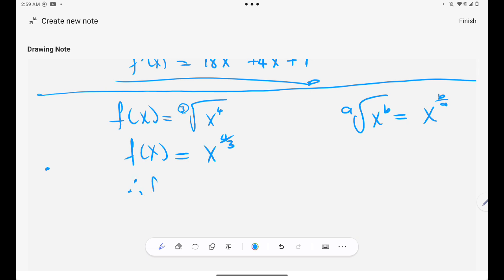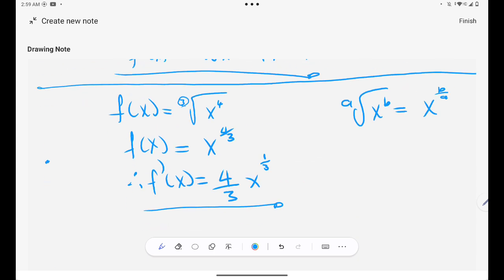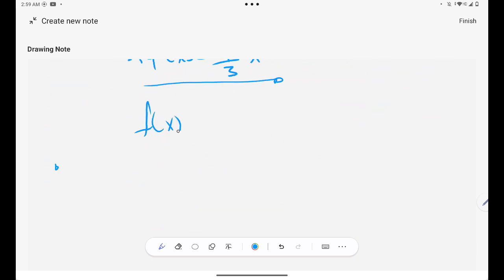I'll therefore say f prime of x is equal to 4 over 3. And then when I say 4 over 3 minus 1, what will I get? I'll get 1 over 3. This will be my derivative. Please do this one. Pause the video and do it on your own. If you have f of x equal to the square root of x cubed, find the derivative. You'll simply say f of x is equal to x to the power 3 over 2.